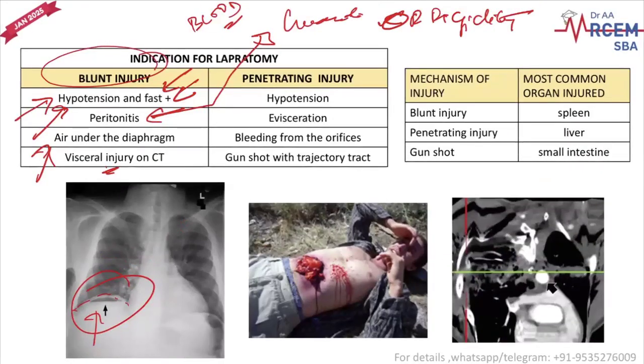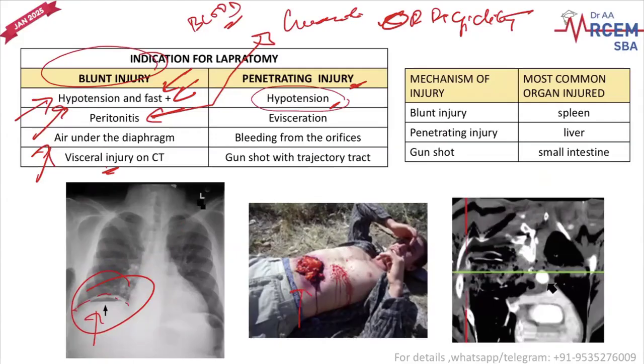Visceral injuries on the CT scan. You got a CT scan, there are obvious visceral injuries, then you'll be involving the surgeons; it might or may not require laparotomy, depending on what kind of injury is there. Penetrating injuries. If the patient is hypotensive, that is enough. You need not do a FAST scan at all. FAST scan is not required because it's a direct penetrating injury in the abdomen. It requires a laparotomy because the patient is hypotensive.